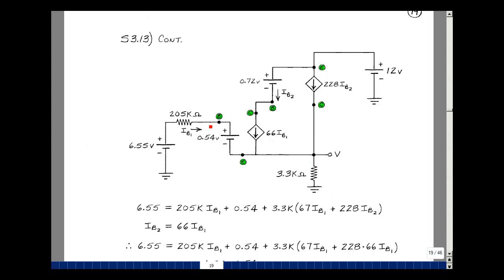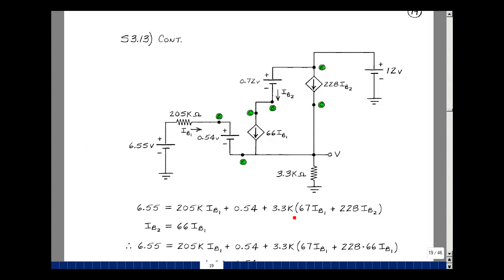To check that we're active, we need to show that IB1 and IB2 are greater than or equal to 0, and that the collector-emitter and emitter-collector voltages are greater than or equal to the saturation voltages. Because of the current sources here, I want to find a loop that has just voltages and currents that I perhaps know, or an expression for a current that I know. We'll go around the loop this way. The rise in voltage is 6.55. The drop is going to be IB1 times 205K, plus 0.54, and then the current going into here is going to be IB1 plus 66 IB1, so that's 67 IB1, plus 228 times IB2, and all that times 3.3K would give me the voltage across it.